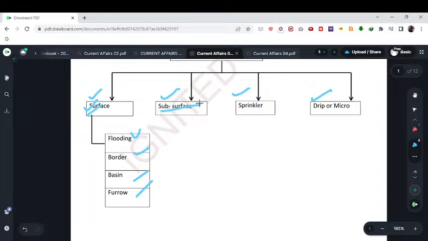Next is subsurface. Subsurface irrigation means that if this is the plant and this is the soil, we are providing irrigation at the roots, and this is subsurface. This includes drip and other micro irrigation types. Then there is sprinkler and drip or micro. These are actually subtypes of subsurface only.